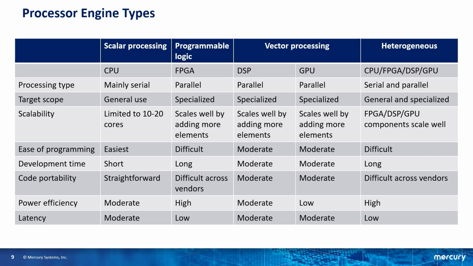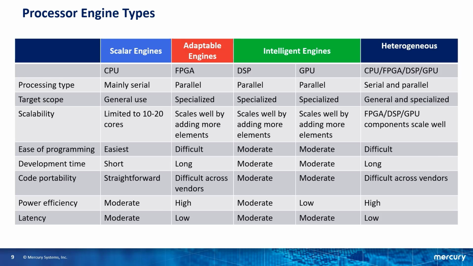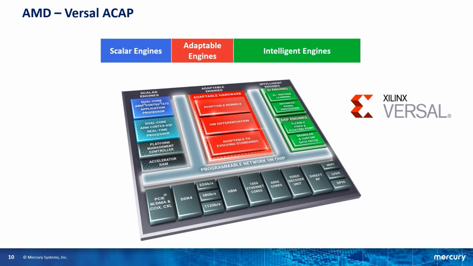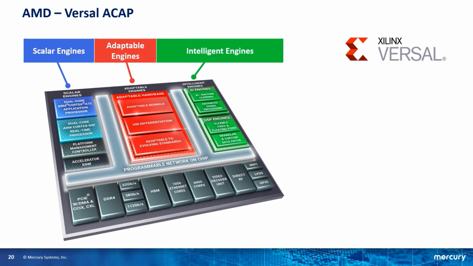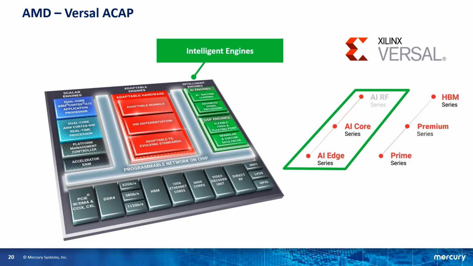So here I'd like to use AMD's naming convention so we can see how these processing engines map into the ACAP architecture. AMD calls these scalar engines, adaptable engines, and intelligent engines. This is AMD's diagram of the Versal, with callouts to the scalar engines, which on Versal are ARM cores, the adaptable engines, which is the FPGA fabric, and the intelligent engines, which are the DSPs and the AI engines. All of the ACAPs in the AI group of processors contain some type of AI engines. So let's take a look at some of these resources, starting with the AI engines.